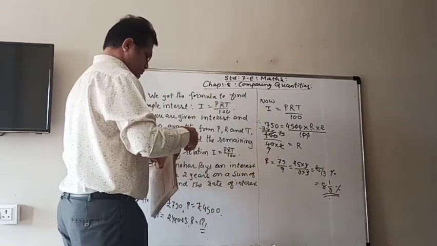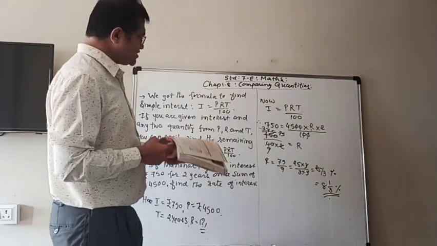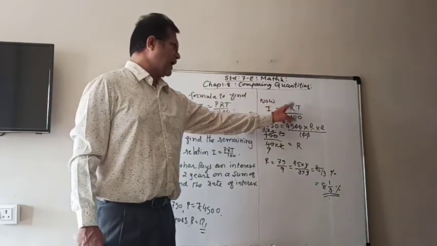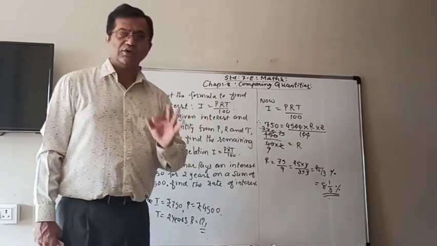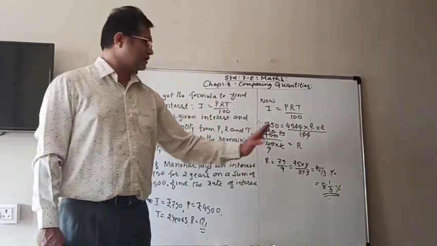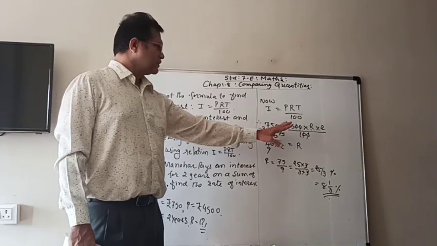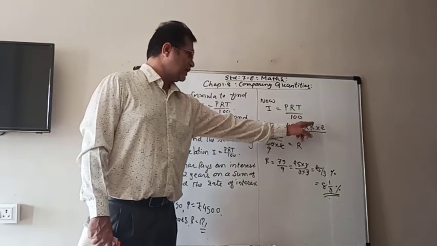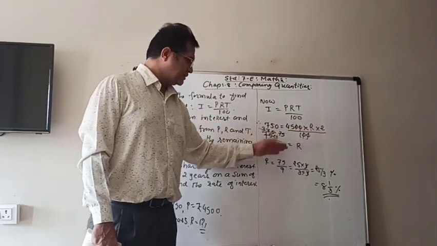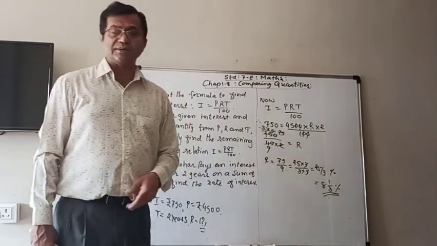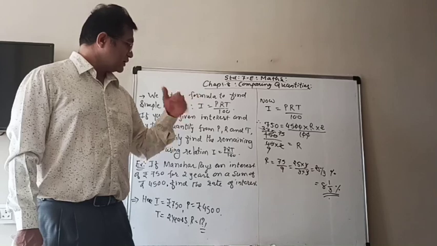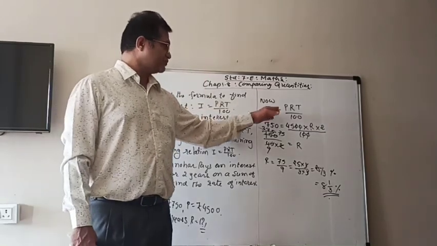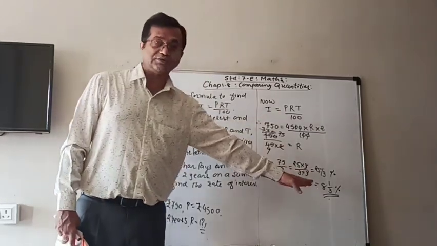So here the interest was given and R was to be found. Then what do we have to do? The same thing, but just a little thing is that we have to change the position of the other numbers and keep the R on that side. And then by simplification we can easily find out the remaining third quantity by using this formula and simplification.